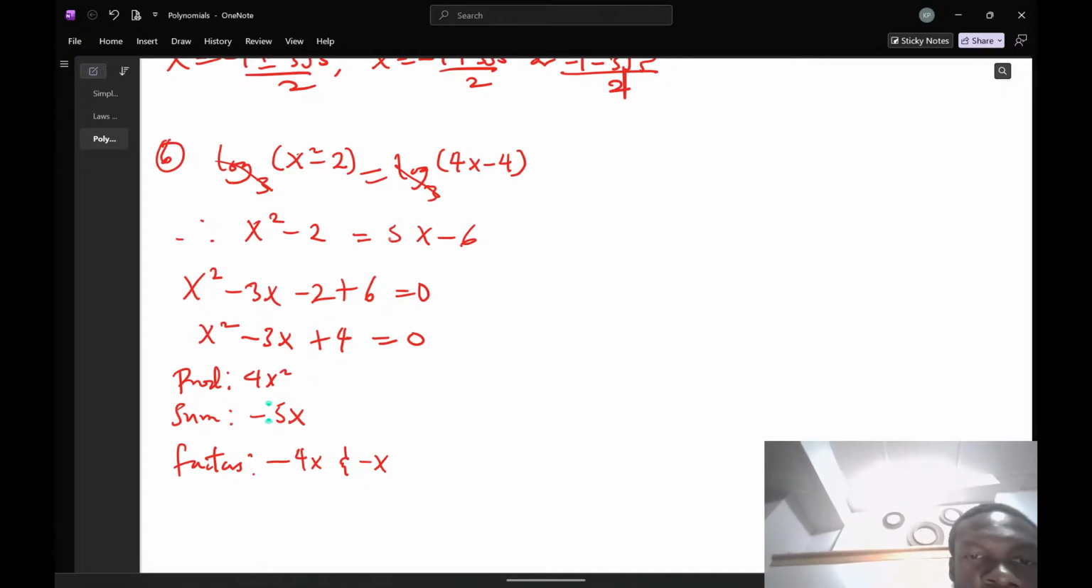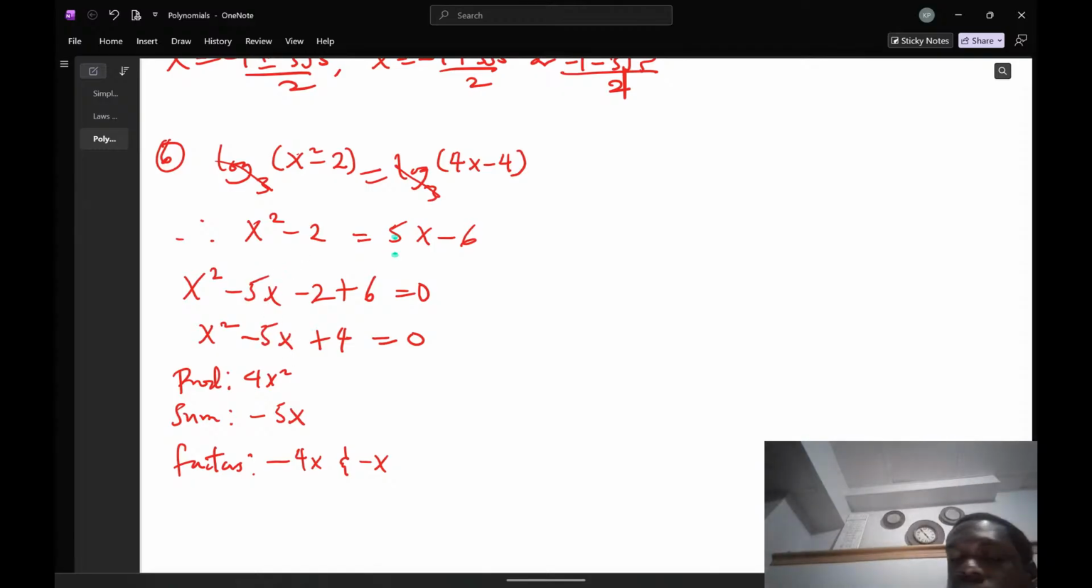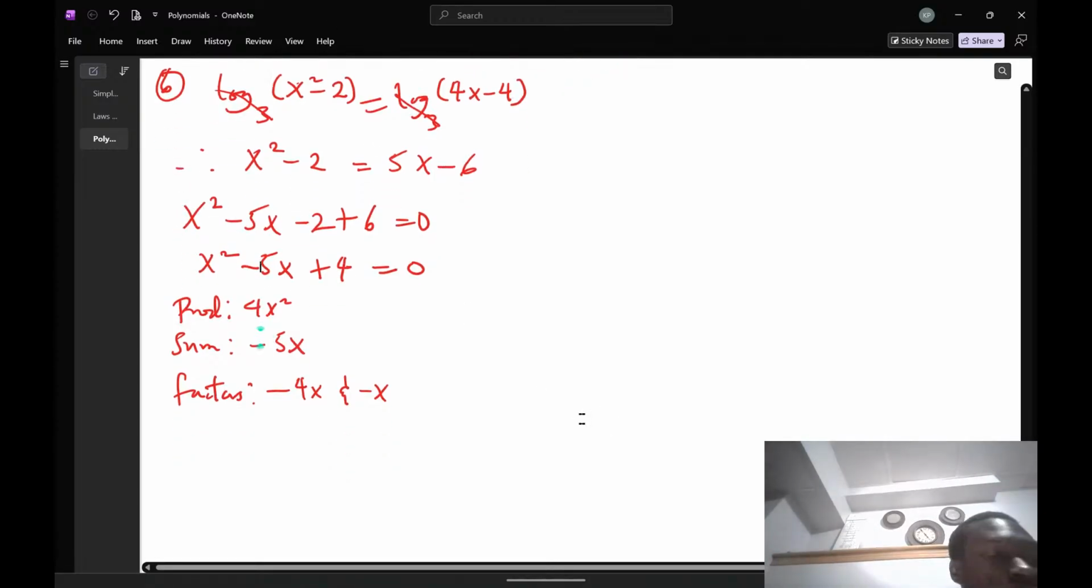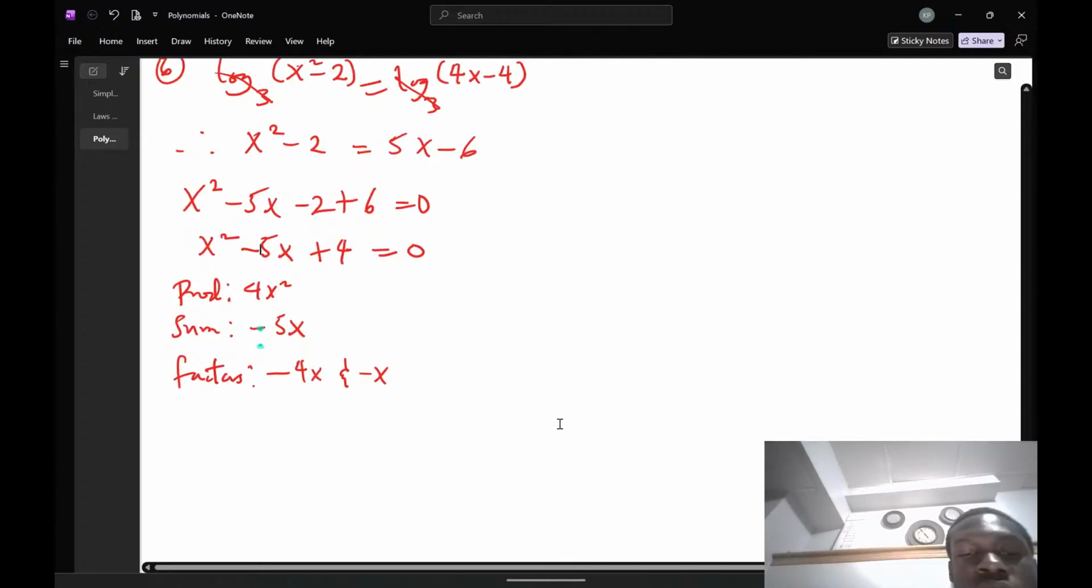Sorry for the disturbance, just changing figures all over the place. So minus 5x, man. Because I generated these questions myself, so I wouldn't know if the questions will lead to a quadratic formula, or if it just leads to me easily factorizing it.